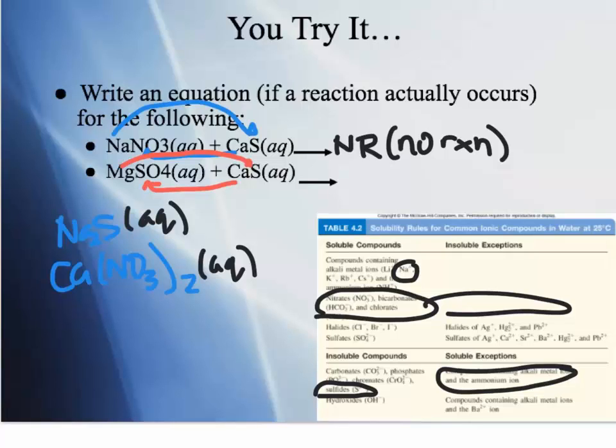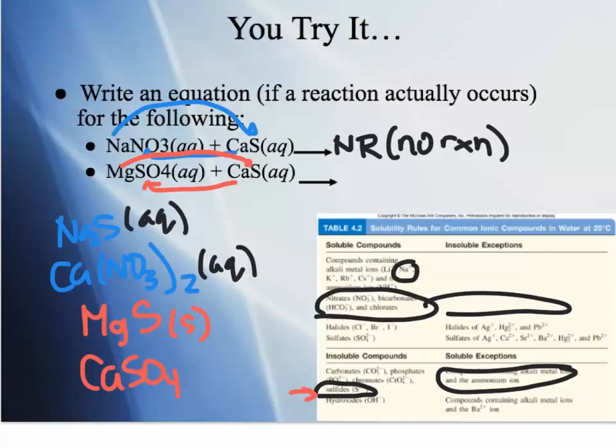All right, and so our potential products are MgS, positive 2, negative 2, so that's perfect, and CaSO4, again, positive 2, negative 2, so we don't need to crisscross. All right, let's take a look. MgS. Sulfides are going to be insoluble, unless they're with the alkali metals. Well, magnesium is an alkaline earth metal, so that means that this guy is going to be a solid, because those sulfides are usually insoluble.